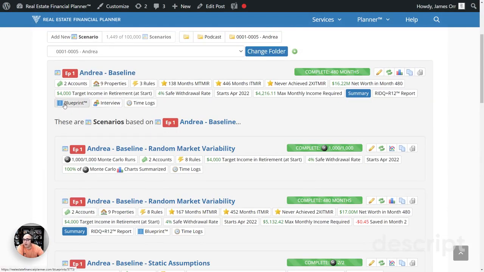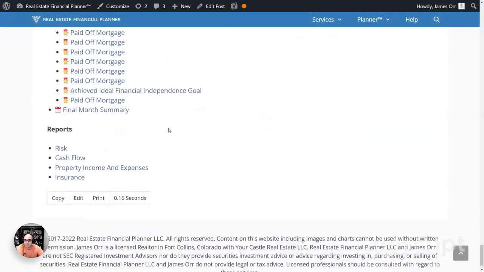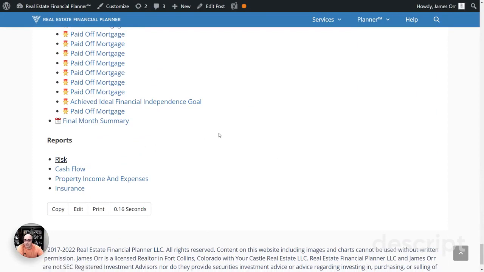Then if you want to read the blueprint of the plan all laid out, you can go there, and that has a bunch of reports as well on the bottom. So you can see reports on how risky this particular scenario is, and comparatively, you can look at a lot of details on that too. Okay. So that's it.